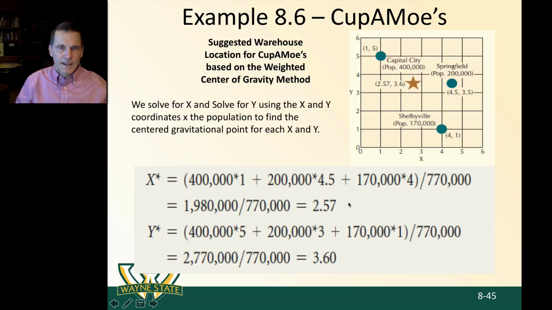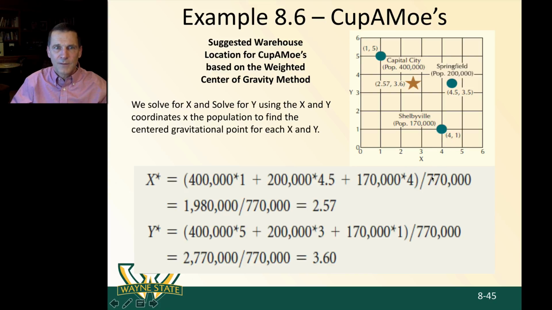If it's going too fast, just pause the video and look at the equations here. Look at the way it's built. Look at the 400 and the 1, the 200 and the 4.5, the 170 and the 4, and you'll see where those came from. It was the population and the x factor for that population. It was the second population, Springfield, 200,000, and its x factor of 4.5. And it was Shelbyville's 170,000 population times its x coordinate of 4.